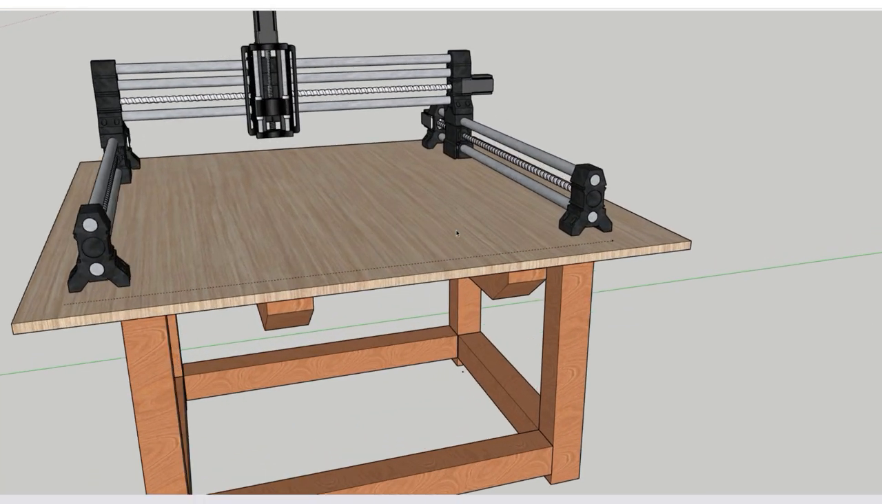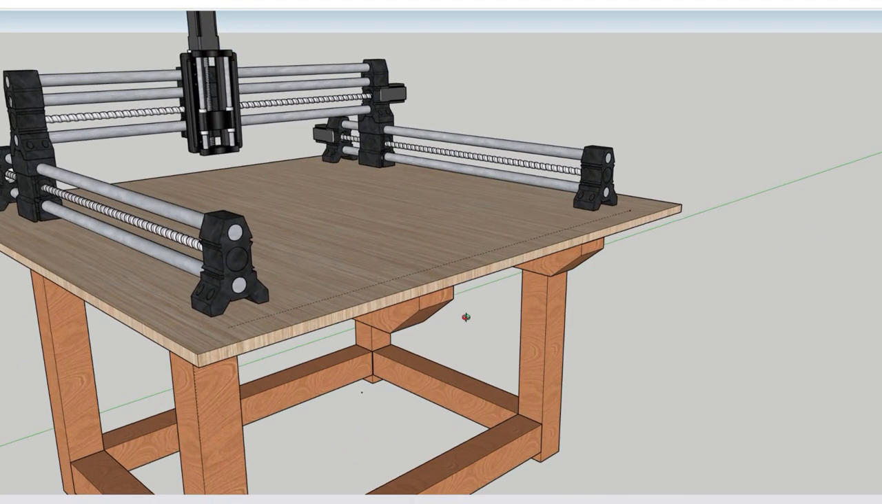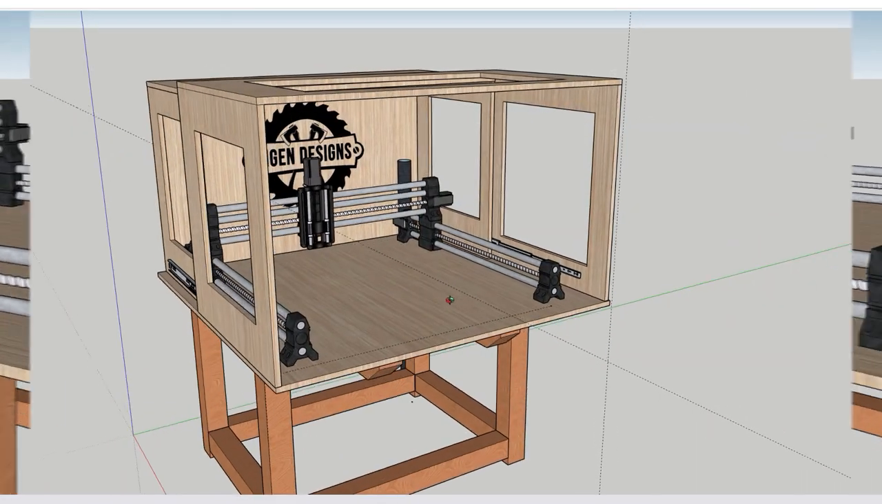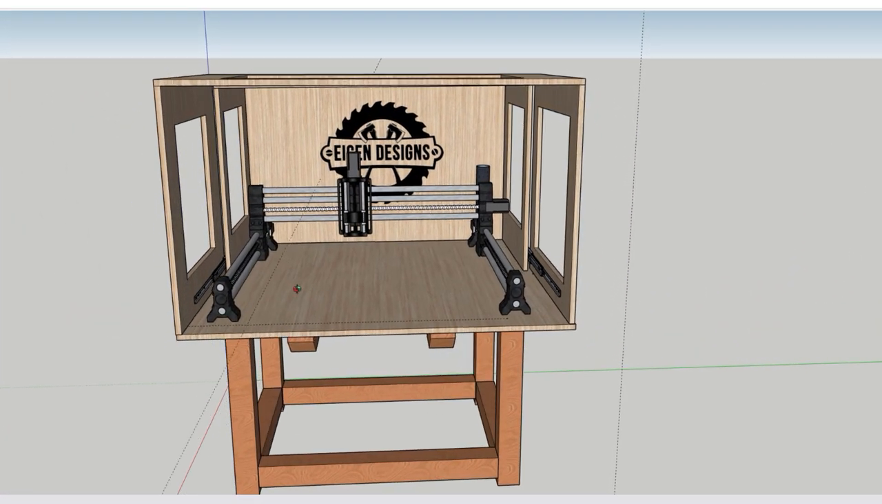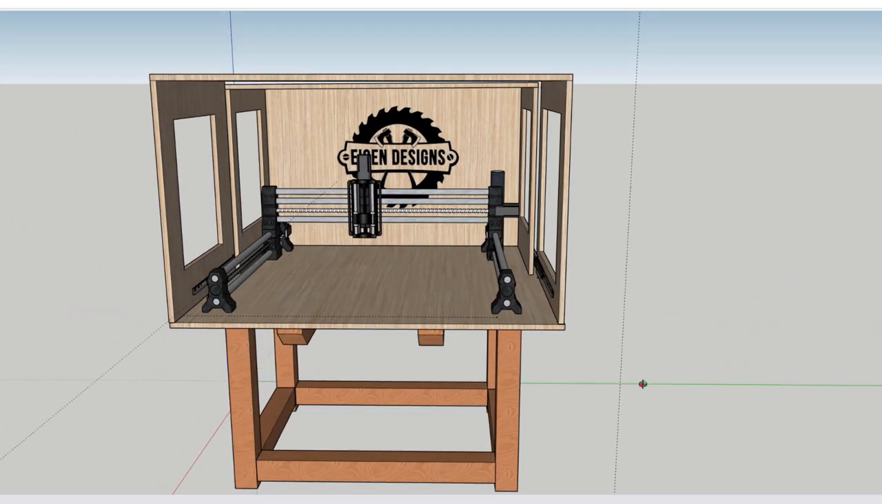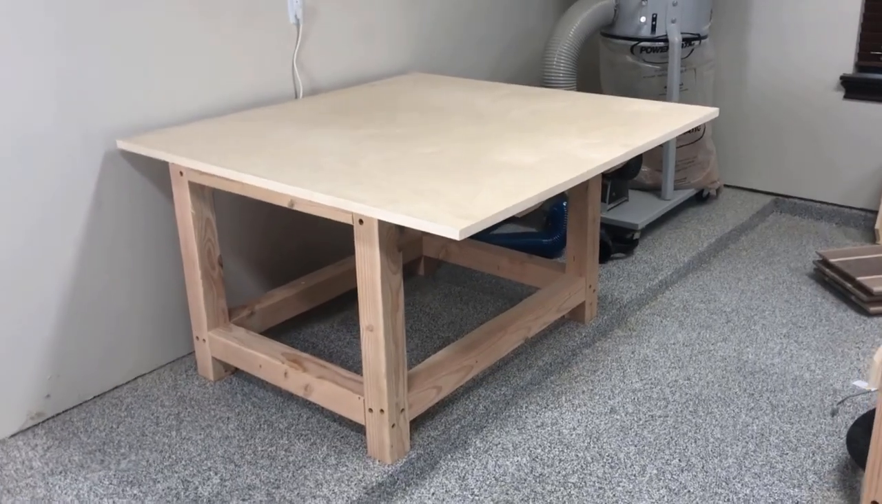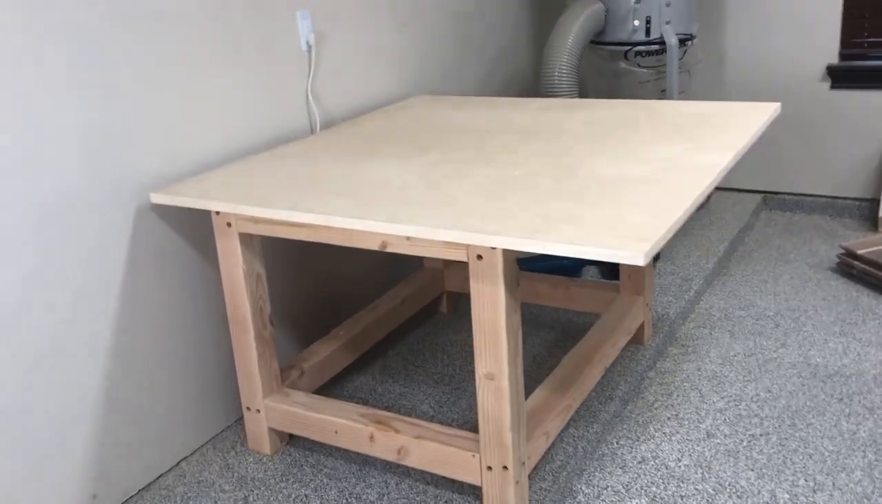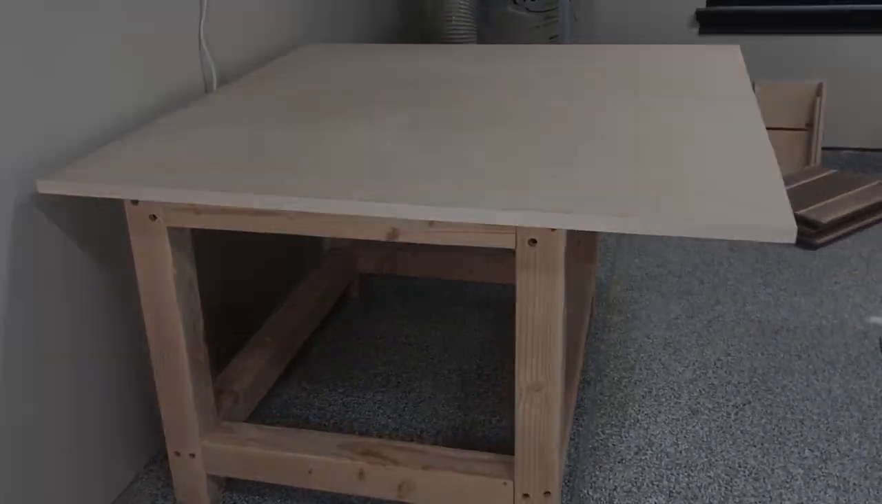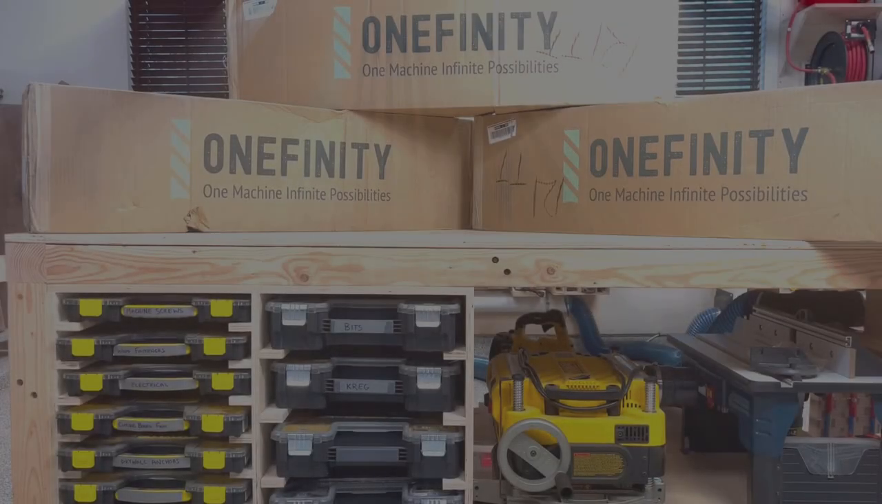6 months ago, I ordered a OneFinity CNC machine, and I was so excited that I hopped into SketchUp and designed a customized CNC table just for this particular machine. I even built it, and then I had to hurry up and wait. But today's the day that the wait is over.